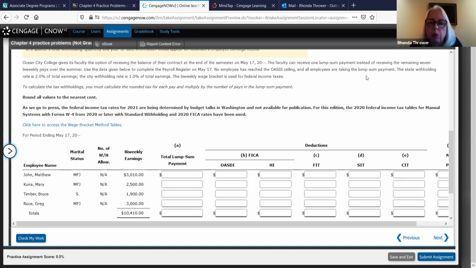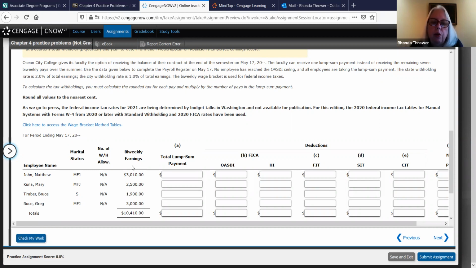All of the employees are taking the lump sum payment, so they're going to get paid for 7 paychecks at one time. The state withholding rate is 2% of total earnings, and there's a city withholding rate of 1% of total earnings. They've also given you information about the link to the wage bracket method tables, and all of these are done basically the same way.